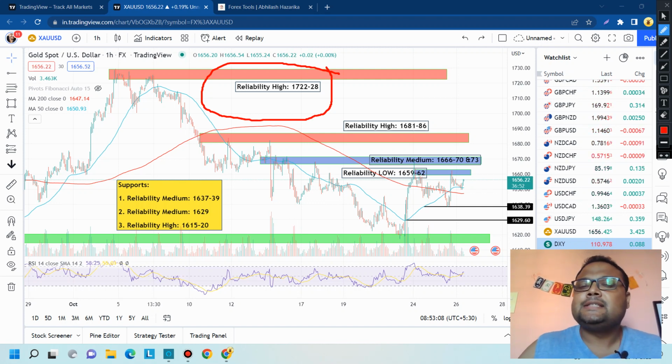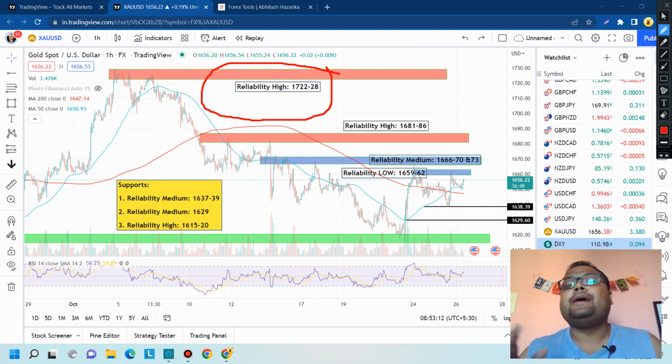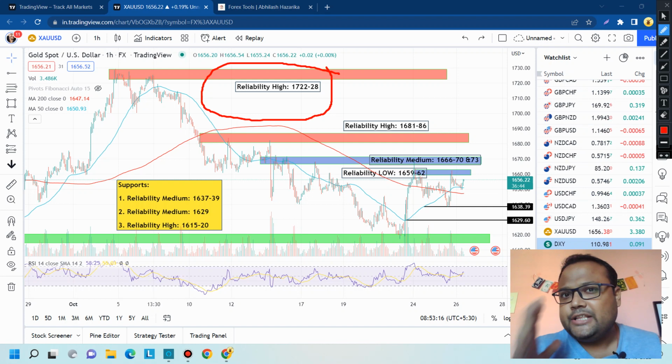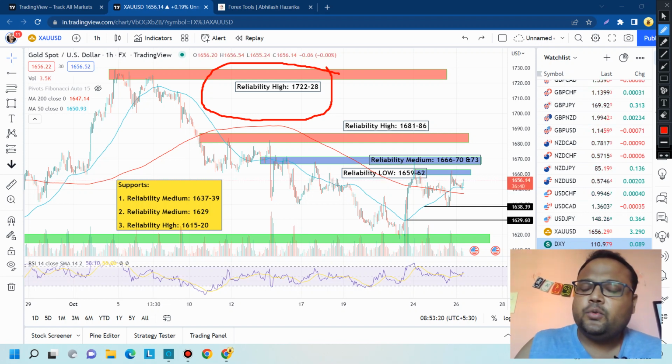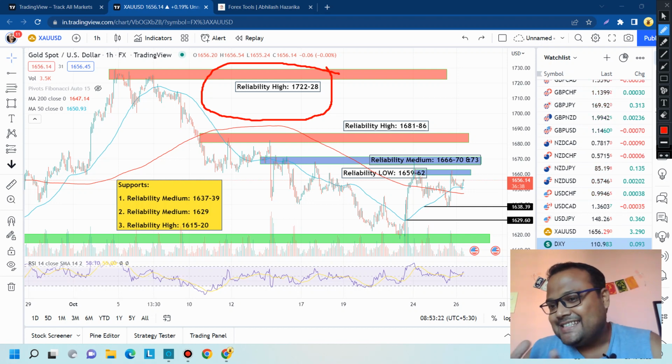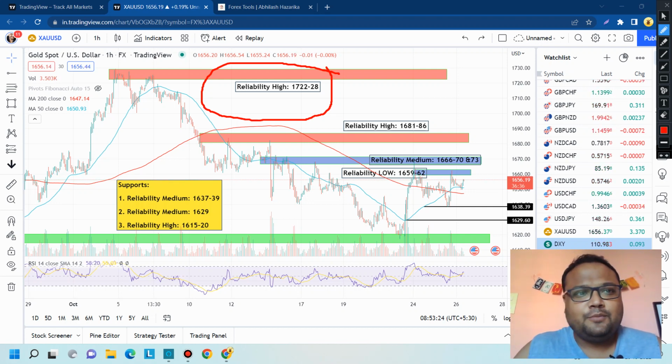In case there is a sudden big recovery on the chart of gold, then by next week we can expect the market to reverse from this level. This level deserves attention, that's why I'm bringing it to your notice. 1722 to 28 is the most important resistance zone because of strong price rejection previously.